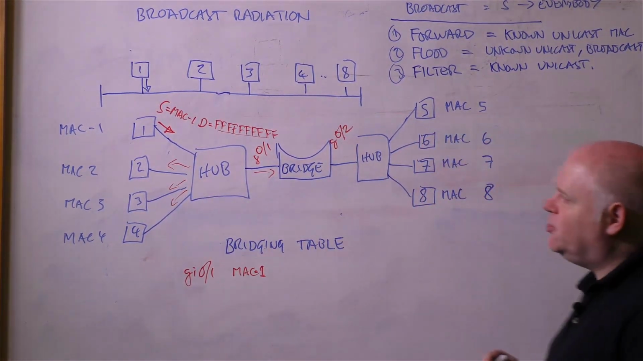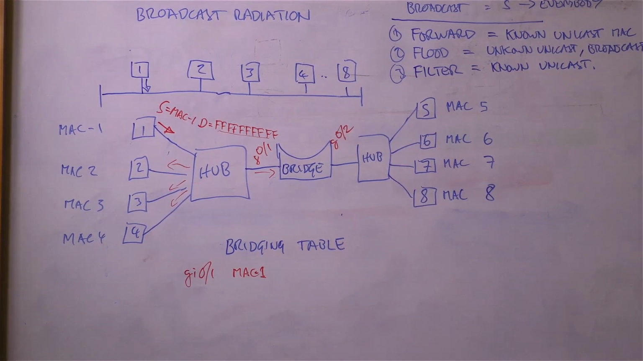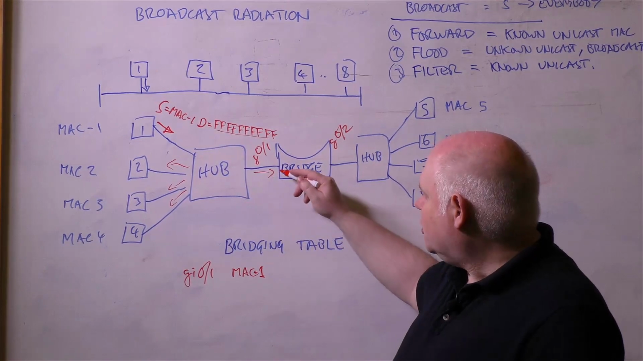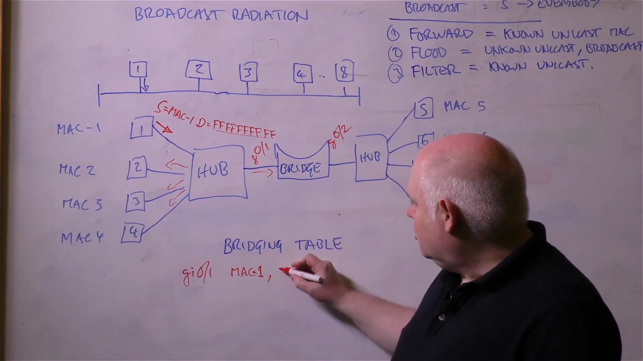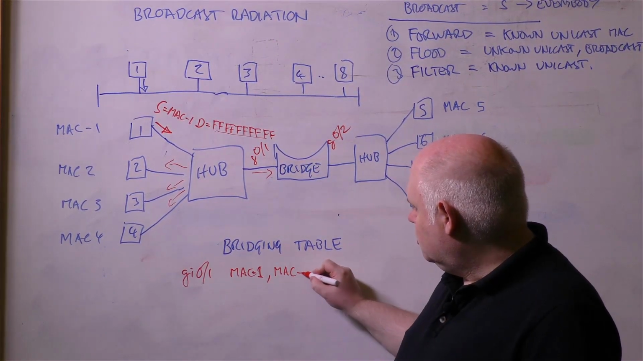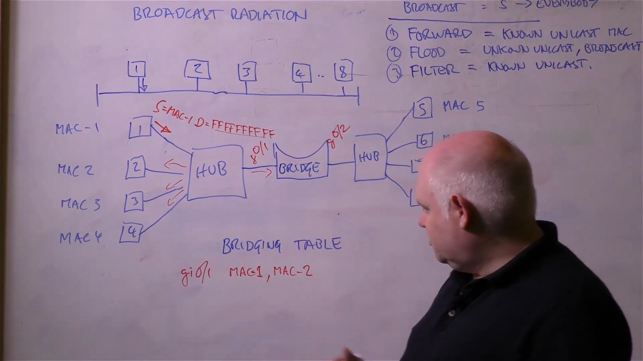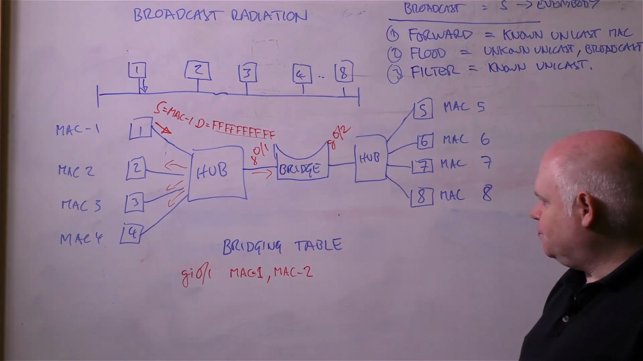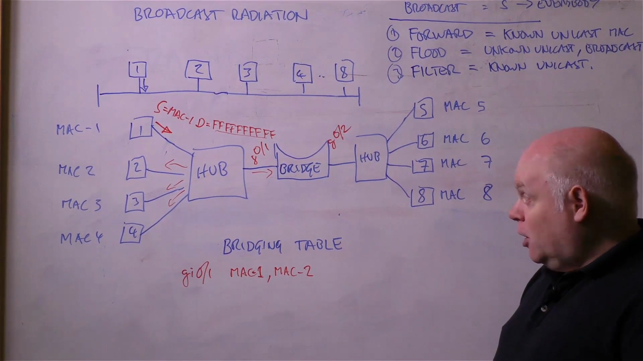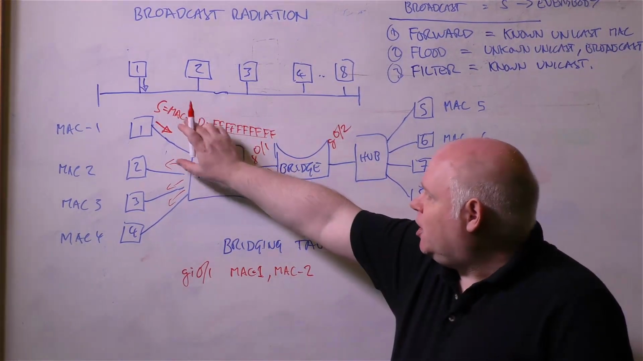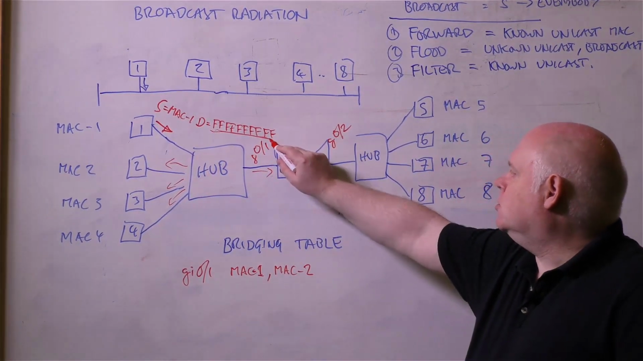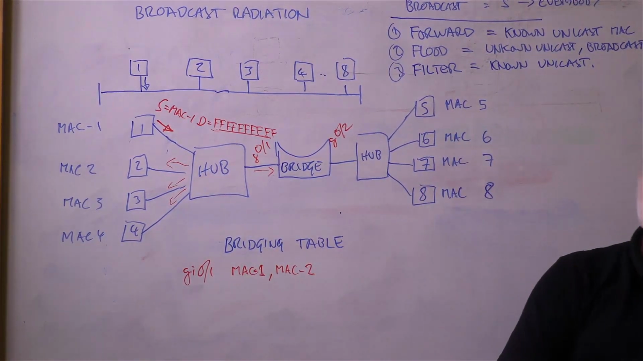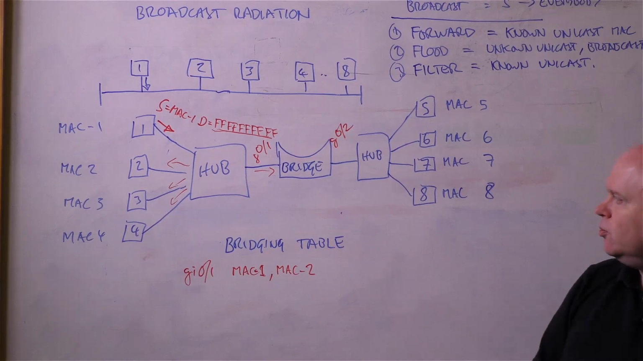MAC 2 replies to the ARP to say, oh, that's me. So everyone gets the reply, including the bridge. So the bridge now knows that MAC 2 is attached to port 1 at this point. However, when we sent out this broadcast, the bridge didn't know where MAC 2 was either. It didn't know where computer number 2 was.